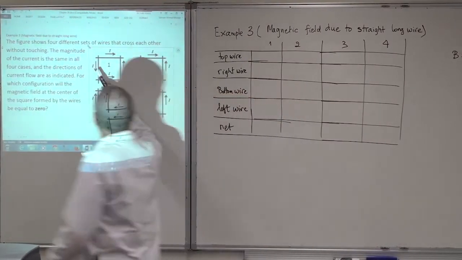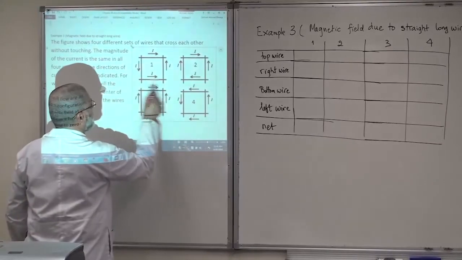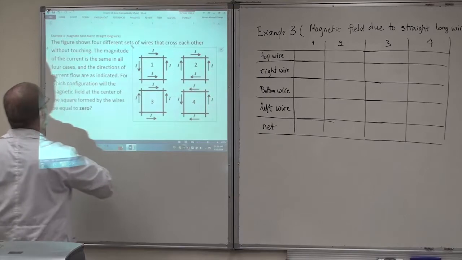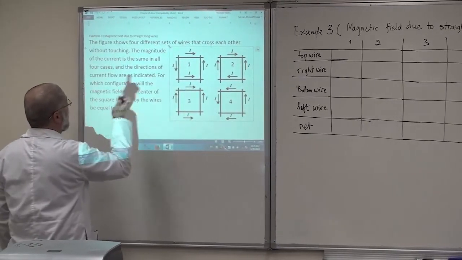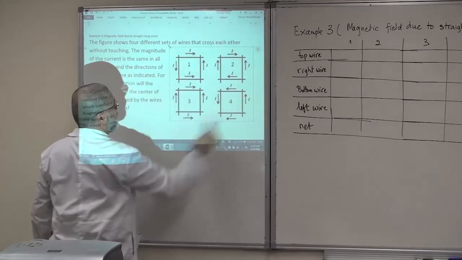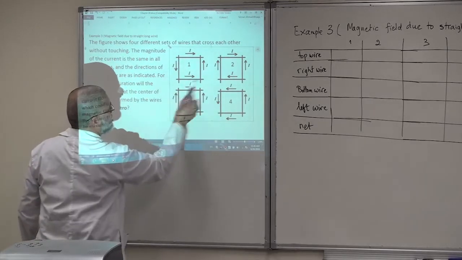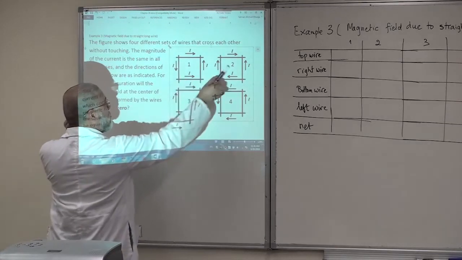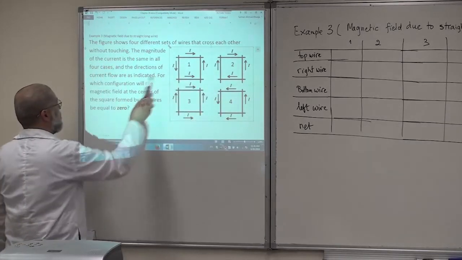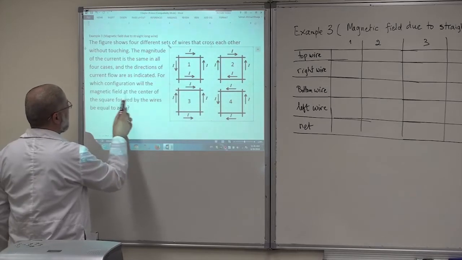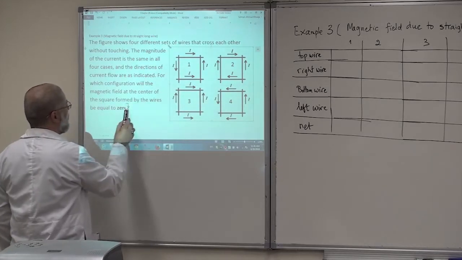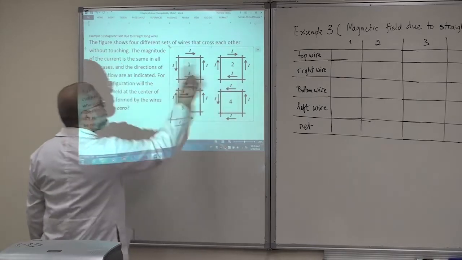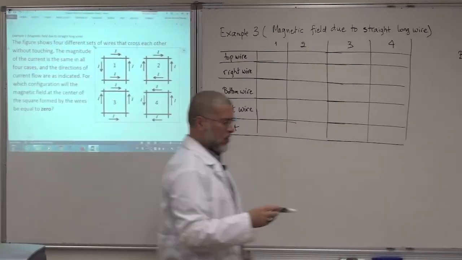You see those wires here? Let me show you. These are 4 wires. They form a square, and the current is the same in all 4 configurations, but the direction of the current in the wires differs from one configuration to another. It says: for which configuration will the magnetic field at the center of the square, found by the wires, equal 0? He wants the magnetic field to be 0 in the center. Only one of the configurations has a magnetic field equal to 0.